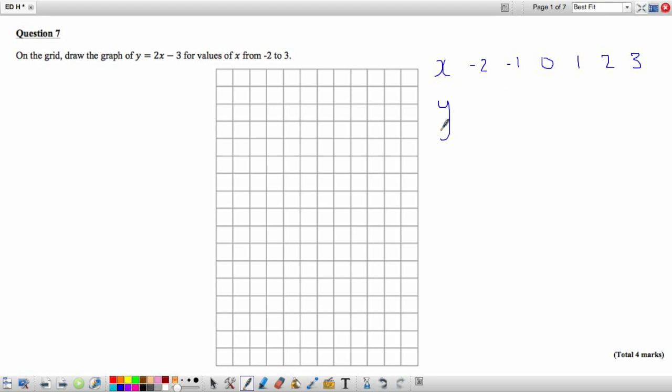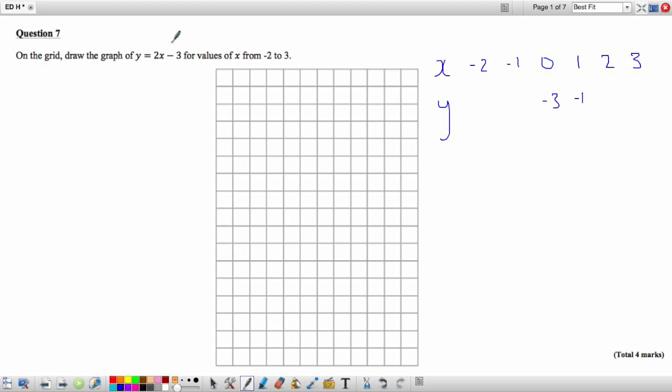We then find the corresponding value for y from substituting. Start with the 0. When x equals 0, 2 times 0 is 0, subtract 3 is -3. 1, 2 times 1 is 2, subtract 3 is -1.